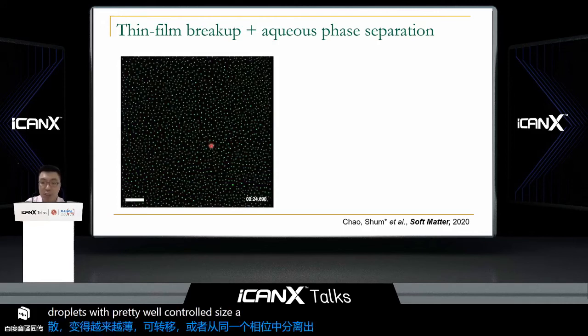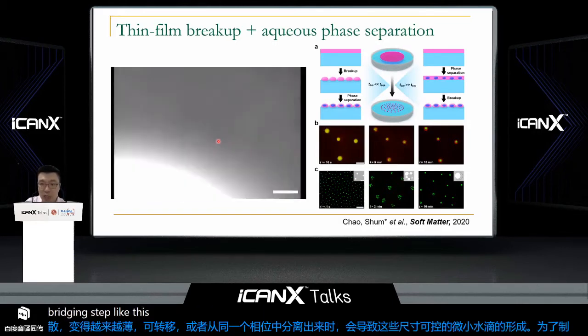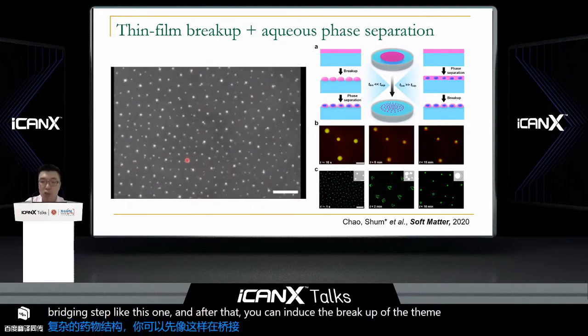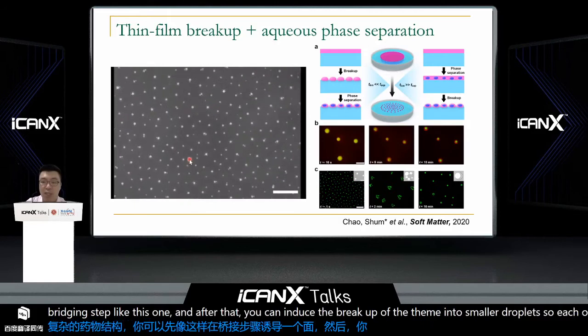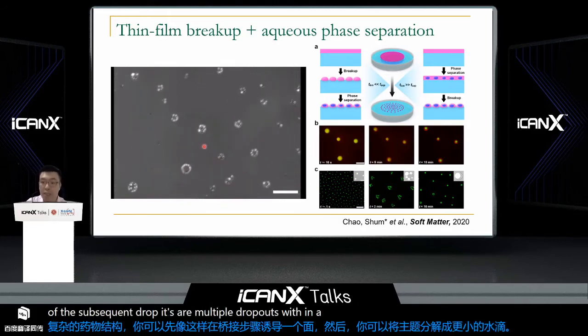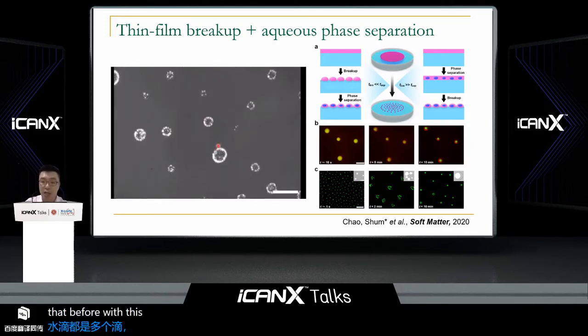To make more sophisticated droplet structures, you can first induce a phase separation step like this one. And after that, you can induce the breakup of the thin film into smaller droplets. So each of the subsequent droplets are multiple droplets with innermost droplets previously formed by the phase separation step before. With this approach, we can achieve hierarchical droplets with more sophisticated structures.